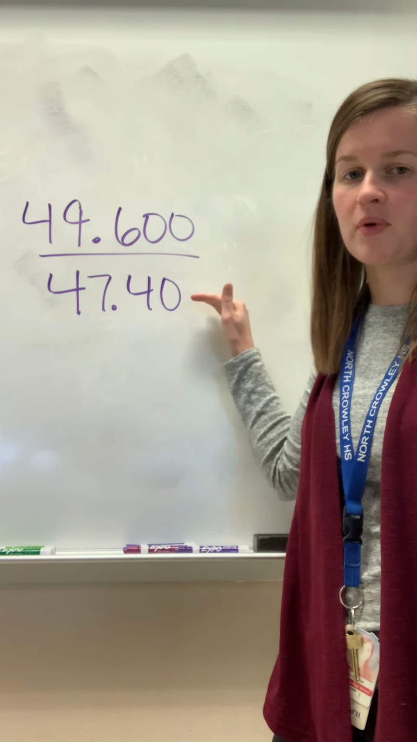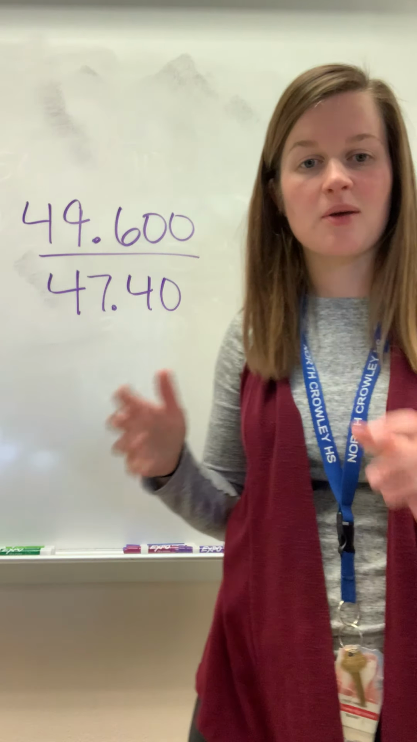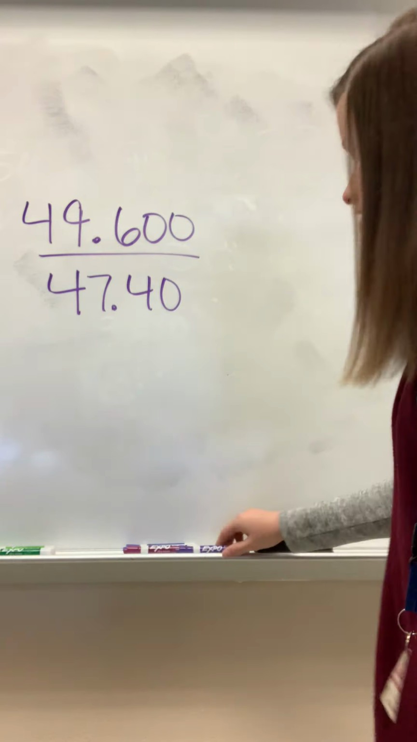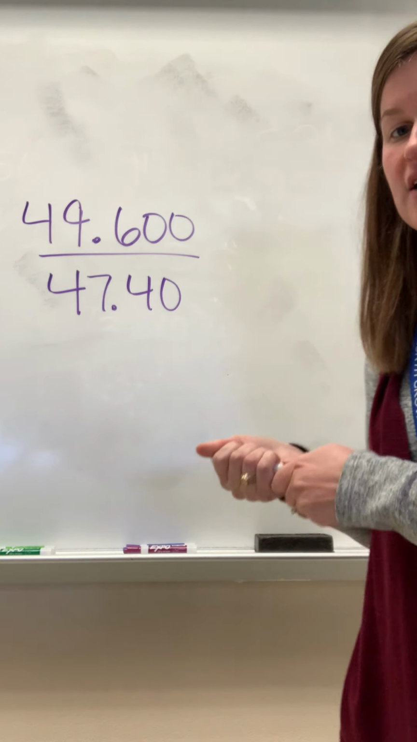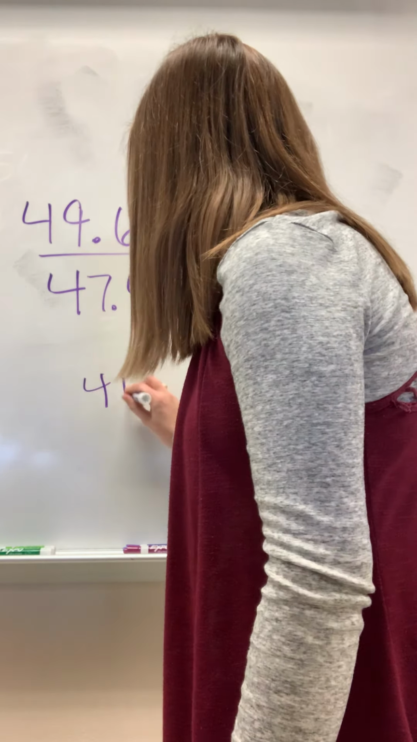So the first one that we have in the example in the notes is 49.600 divided by 47.4. Let's first talk about all the ways that we could write this, and then we're going to talk about how we plug it into our calculator before we even start solving. This is one way to write division problems. Another way to write this division problem is 49.600 inside of your house, and the 47.40 would go on the outside. Okay, that's another way you could write it.